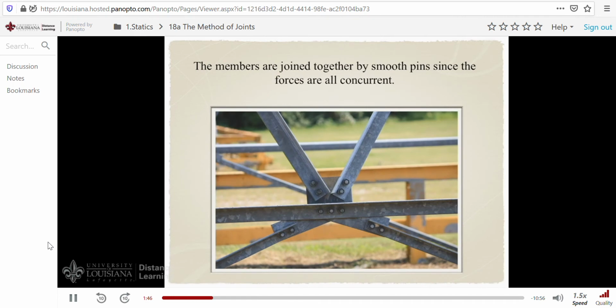The second assumption we make is that the members are joined together by smooth pins, since the forces are all concurrent at each joint. For example, consider this joint. Here, all the members come together and meet at a common point. And since the force in each member is along the axis of the member, we have a system of concurrent forces that meet at this point. It's as if we have a pin here. After all, moment equilibrium is satisfied about the point.